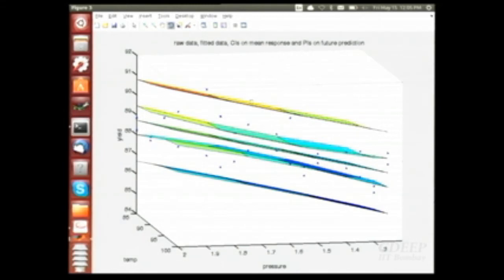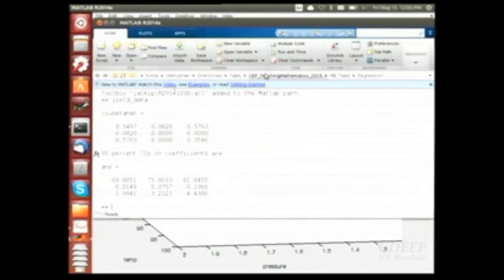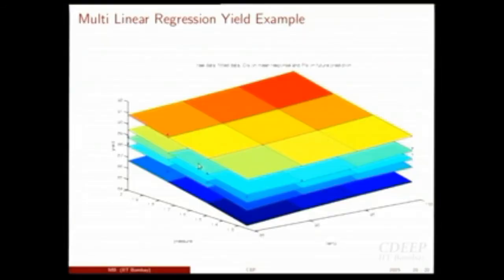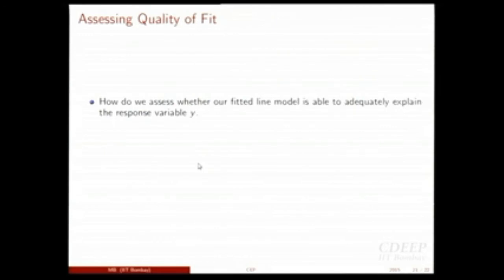So as we move away from the center of the data, where the center is x1 center and x2 center, the widths will keep on increasing. So you have the mean response surface, the confidence interval on the mean response, and the confidence interval on the individual predictions, this one and this one. Fine. So these are some of the things which can be done.